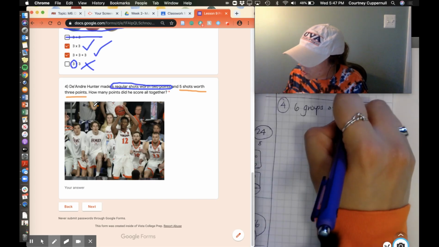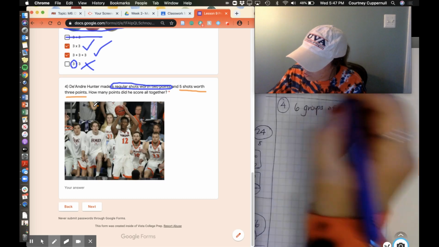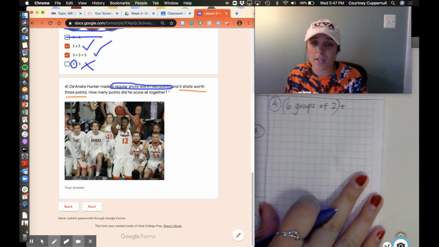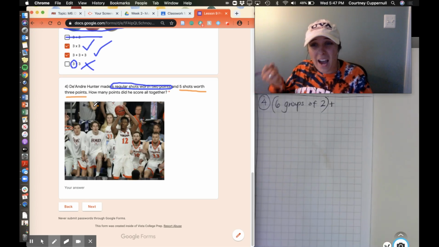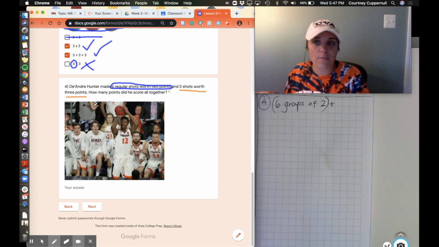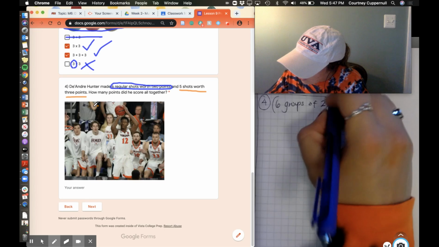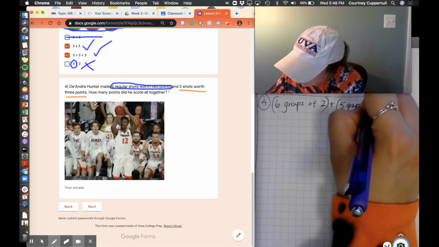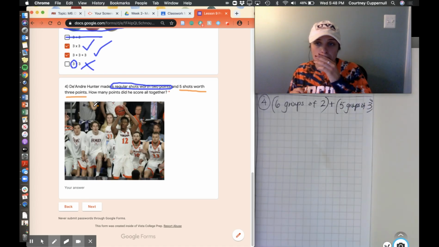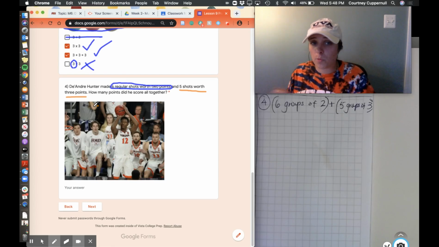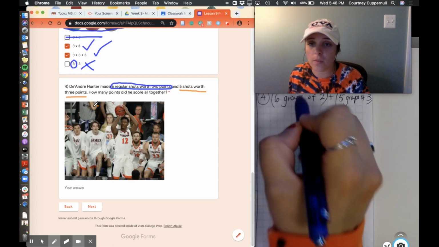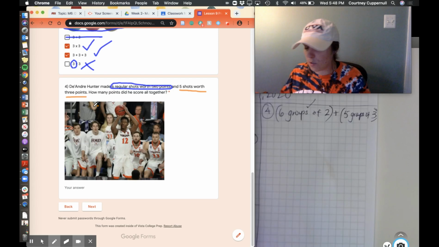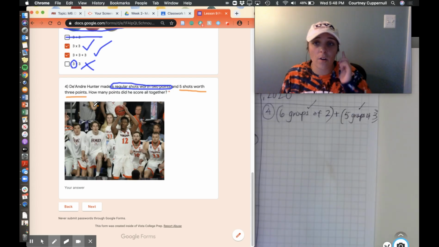So he made those 6 groups of 2 points, those 6 shots worth 2 points, but he also made 5 shots worth 3 points, or 5 3-pointers. So I know here he also has 5 groups of 3. Sorry, I had to write a little small so I could wedge it all into the same thing. So he made 6 regular shots worth 2 points. That's the 6 groups of 2. But he also made 5 3-pointers, so 5 groups of 3, like we talked about with the Kyle Guy problem at the beginning.